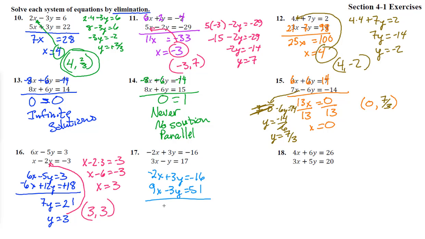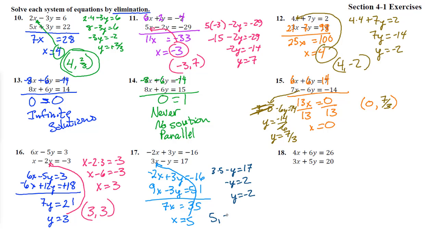Now when we add them, we get 7x equals 51 minus 16 is 35. That means x equals 5. Glad these are coming out to be nice. So now we take this 5 and stick it right back up here, either equation for x, and we get 3 times 5 minus y equals 17. Subtract 15 from both sides and you get minus y equals 2. Divide by a negative 1, y equals negative 2.